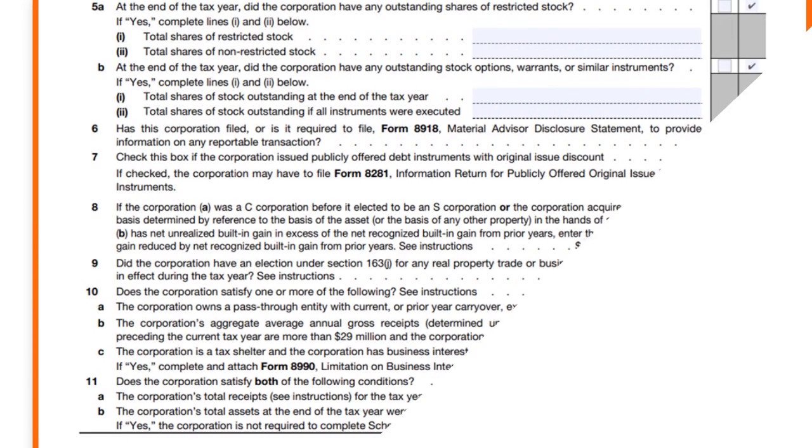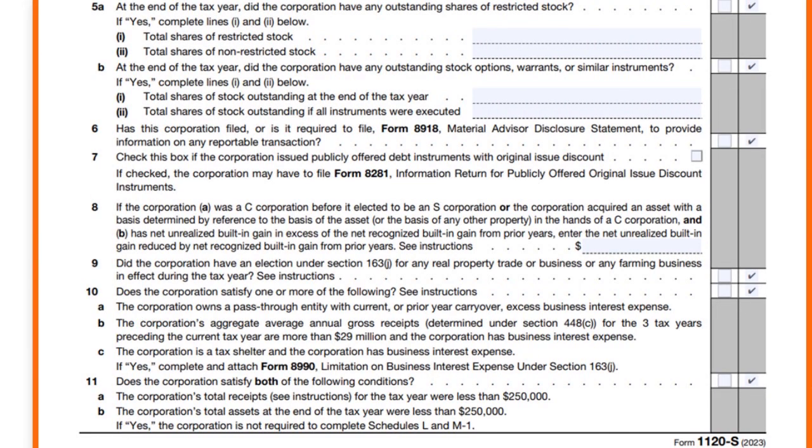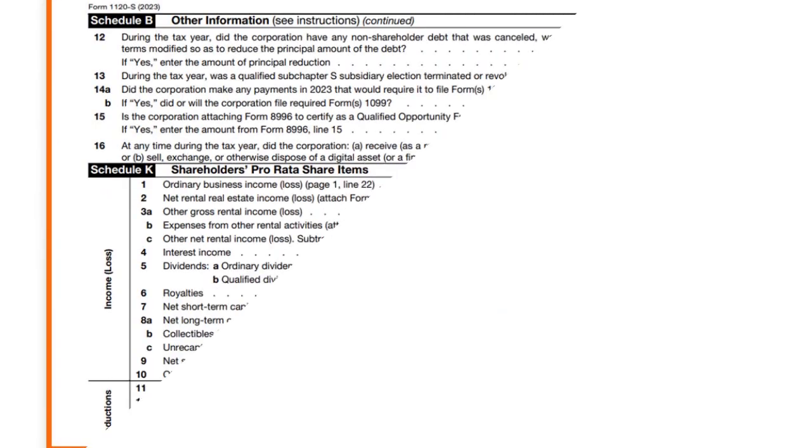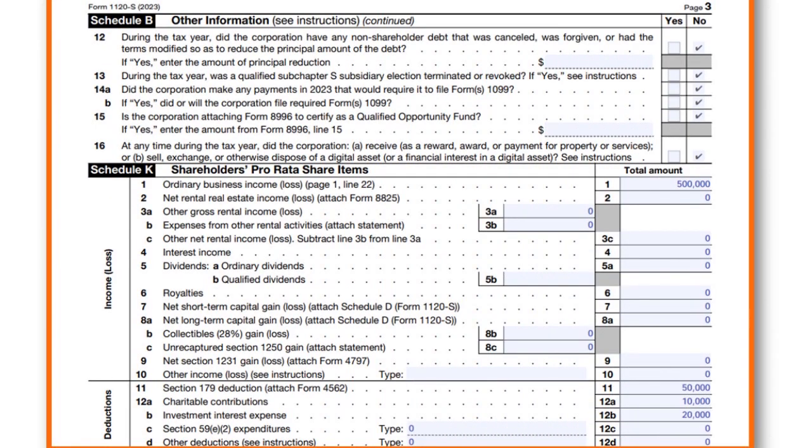Moving on here, on line 5A through 11A, you put whatever is applicable. In our case, we put no. But if anything is yes in your case, please put it. It's one of those things where you have to be as granular as possible with the IRS. And I want to show you another screenshot here. Schedule B, other information. From line 12 all the way through line 16, none of this is applicable to our S corporation.